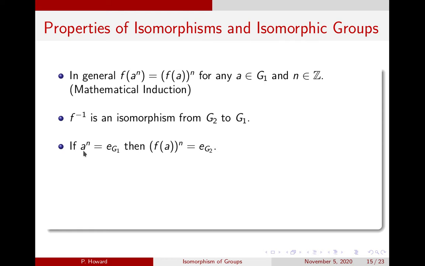If you have an element of G1, that's the little a here, and you raise it to the nth power and you get the identity, then when you calculate f of A and raise it to the nth power in G2, you will get the identity of G2. This really follows from the first bulleted item here. If two groups, G1 star 1 and G2 star 2, are isomorphic, then the first group is commutative if and only if the second group is commutative.